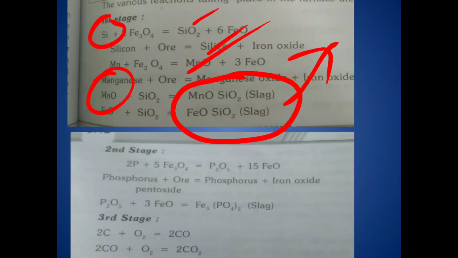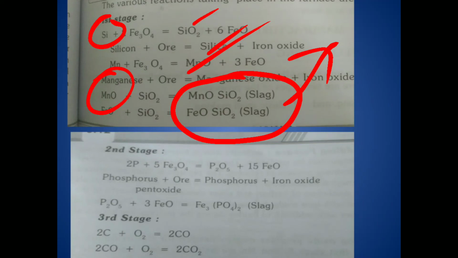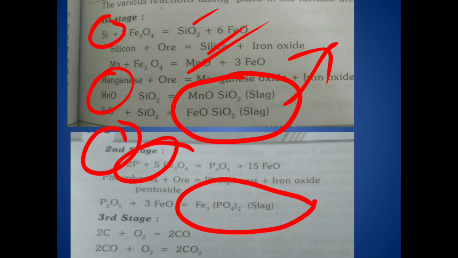In the second stage, again we supply the iron oxide to the furnace. That process we call fettling. So in the fettling we supply the iron oxide. In the second stage, that iron oxide will react with the phosphorus. Phosphorus we get in the form of phosphorus oxide. That is one more slag.